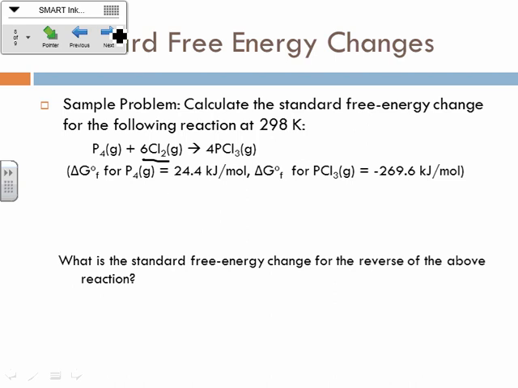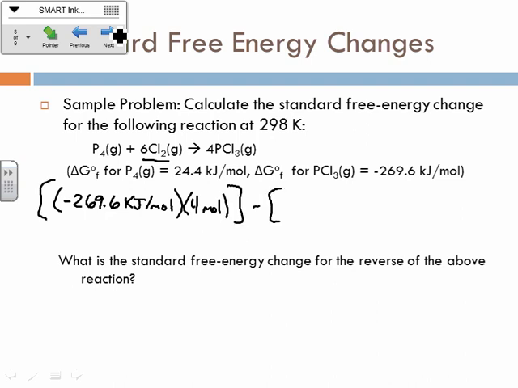The PCl3 is negative 269.6, and that's kilojoules per mole. Okay, and we have to multiply that by 4. And then we have to subtract the reactants from that, I guess I should say. So then we've got 24.4 kilojoules per mole.